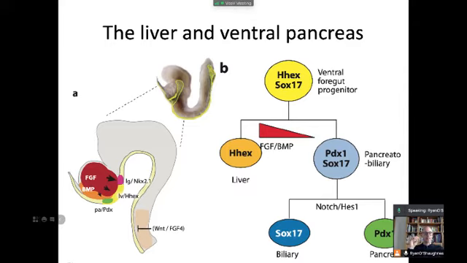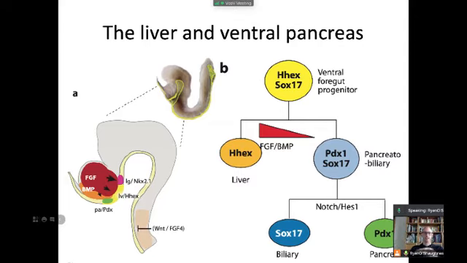So we get maintained expression of PDX1 in a developing pancreas, and we get maintained expression of SOX17 in our biliary cells, and it's that Notch delta signaling, that juxtacrine signaling between Notch and delta, that sets the fate of those cells that wasn't set in the previous stage where we had pancreatobiliary cells. So PDX1 equals pancreas, SOX17 equals biliary tissue, and HHEX equals liver.